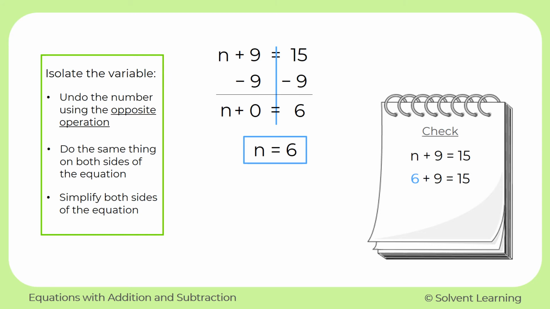So now it becomes 6 plus 9 equals 15. And now I simplify both sides and see if I get a true equation. On the left side, 6 plus 9 will give us 15, and of course on the right side we just have 15, so that's going to stay as it is. So I end up with 15 equals 15, and that is a true equation. And when we get a true equation, that tells us that our answer was correct. So now we know for sure that n is equal to 6.